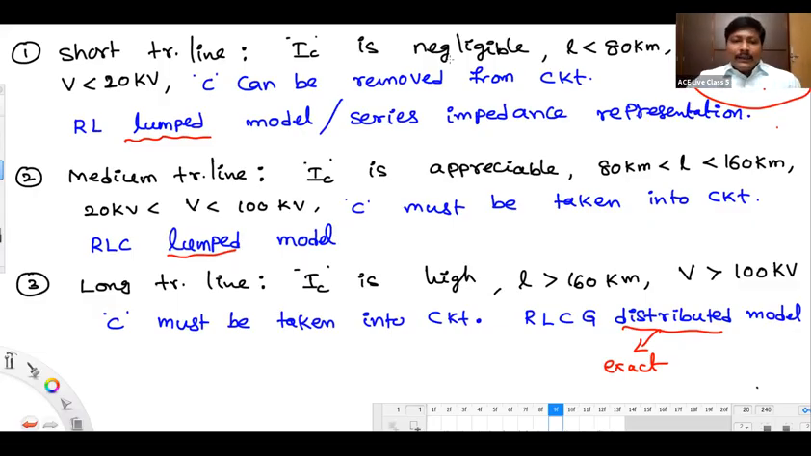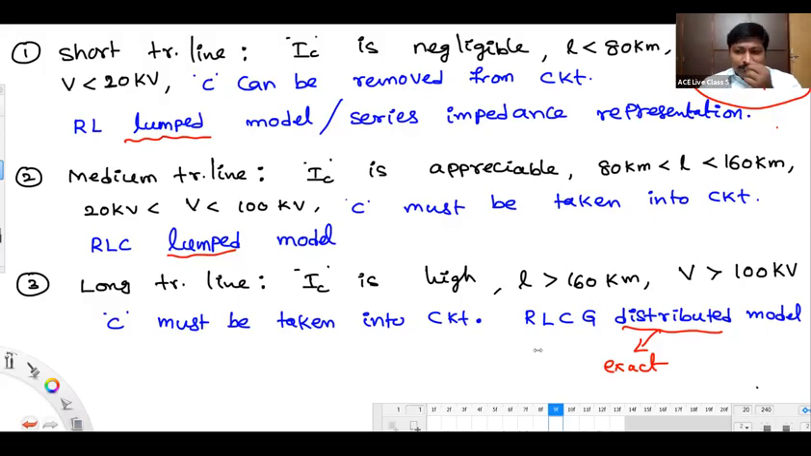So I think all of you are getting my words? Yes. The RLCG distributed model is a universal model. The RLCG distributed model is a universal model all the time. That's a better model to use for all cases of line analysis.